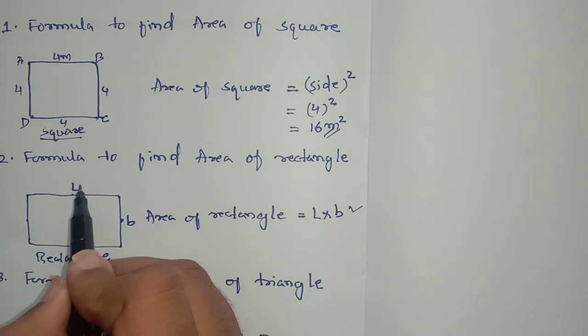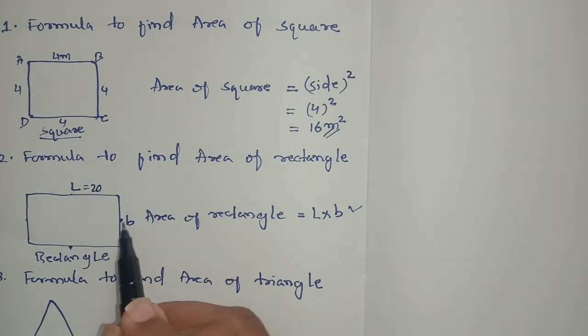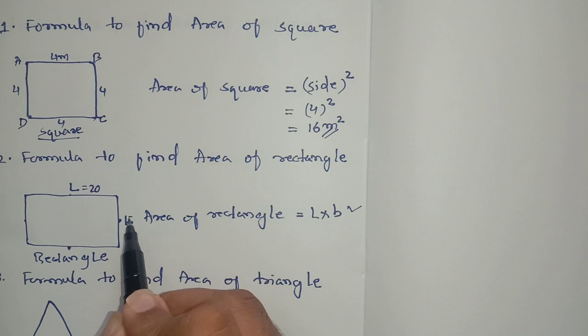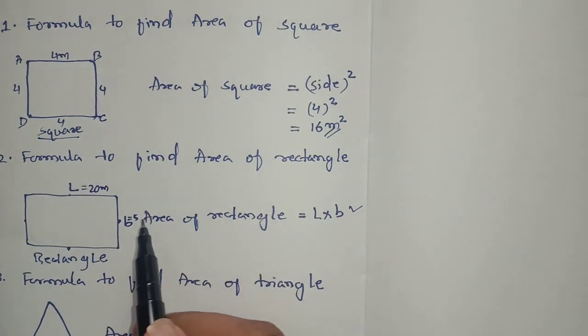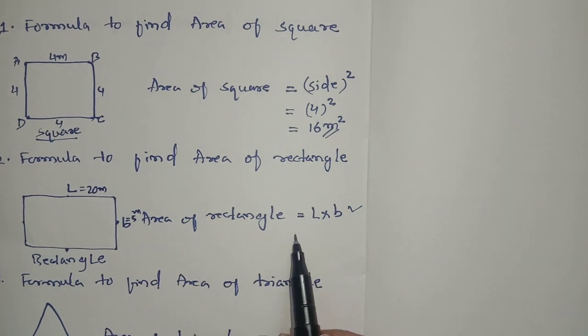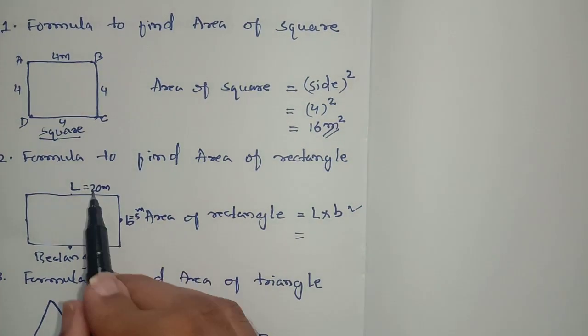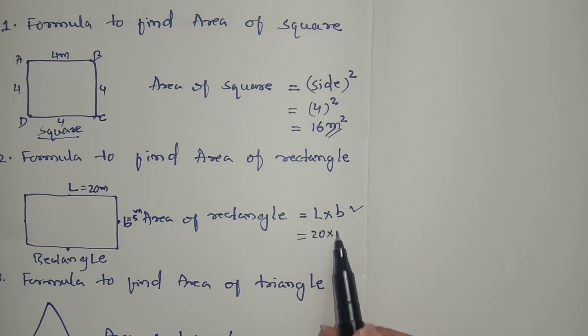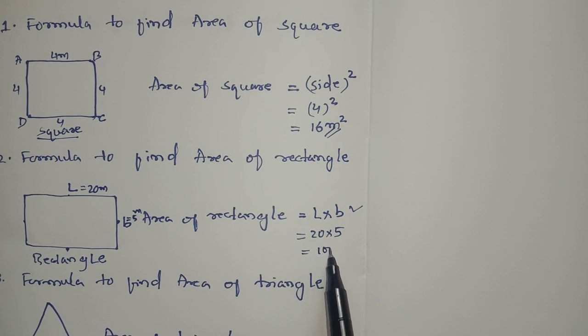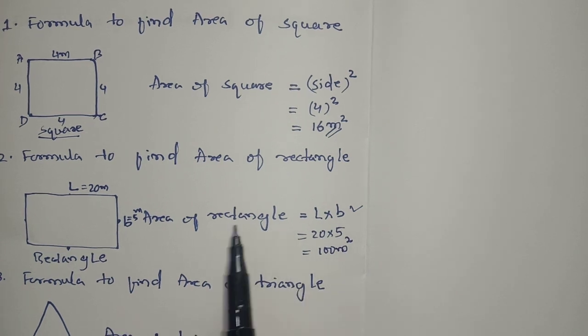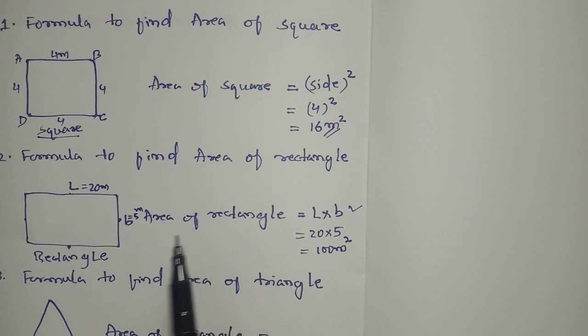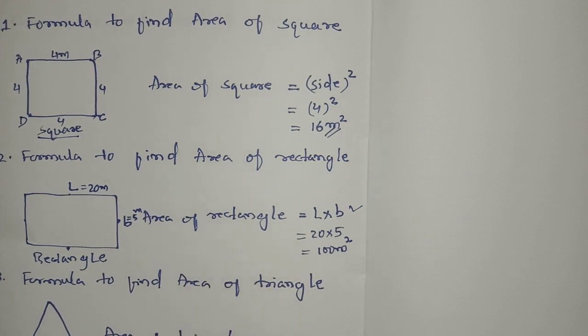Suppose length is 20 and breadth is 5. Suppose length is 20 meter, breadth is 5 meter. What we will do to get the area of rectangle? 20 into 5, it will be 100 meter square. So this is how we can find the area of rectangle, student.